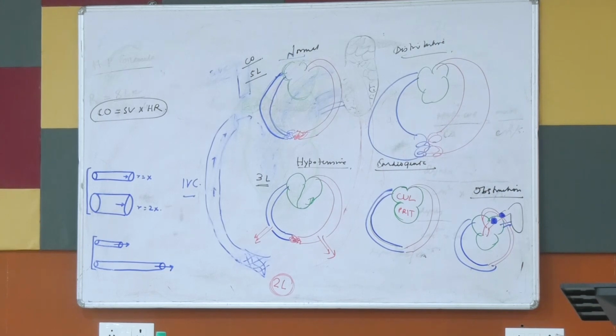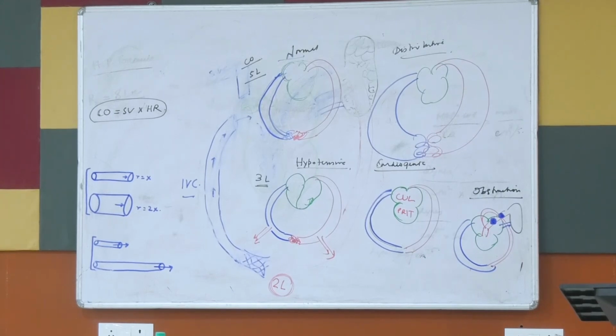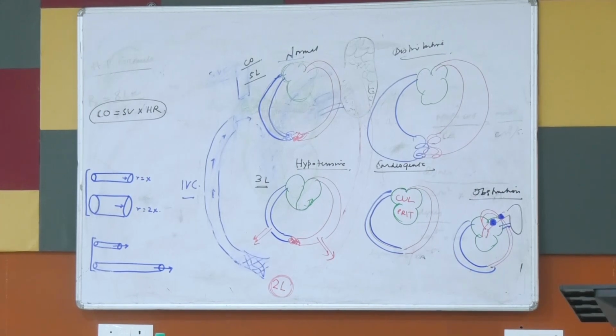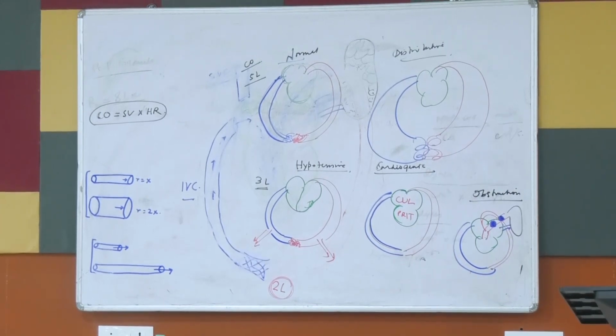Capacitance vessels are mostly veins. So if they dilate, they will have a good amount of blood pooled in them. So there will be relative preload reduction. Again, preload will come down because blood is pooled there.